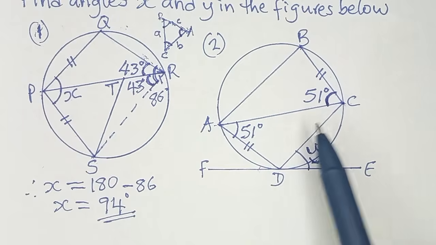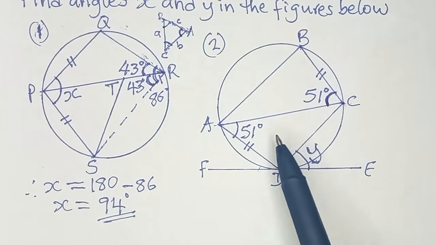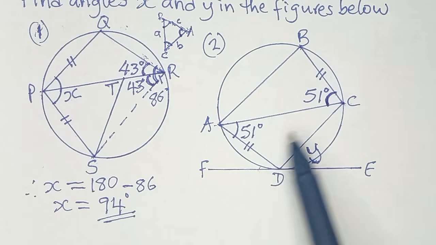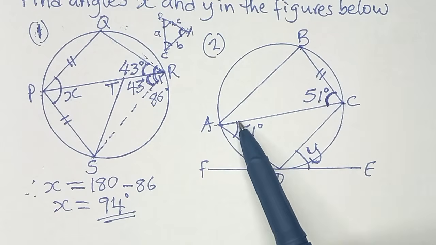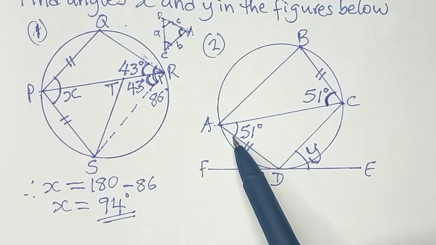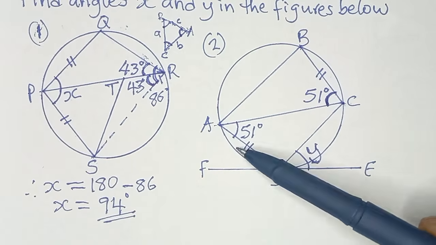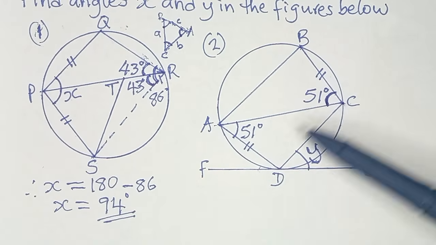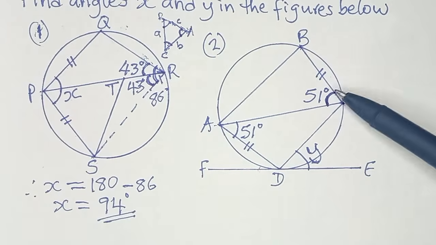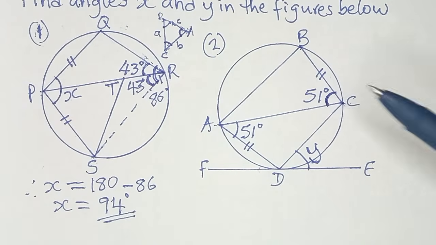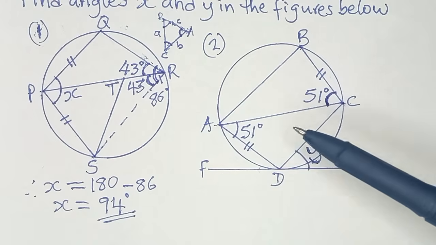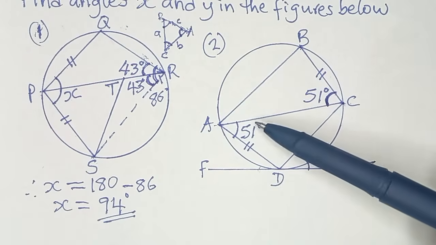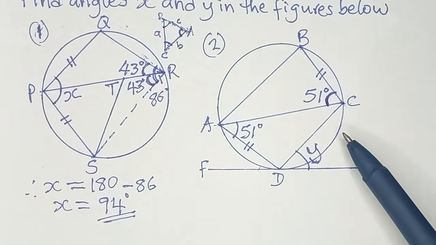So don't forget that equal chords subtend equal angles in a circle. So if this is 51, that means this angle is also 51 because the lines that are forming the angles are equal. Take note of that. And they are formed at different parts of the circumference. Take note of that as well.